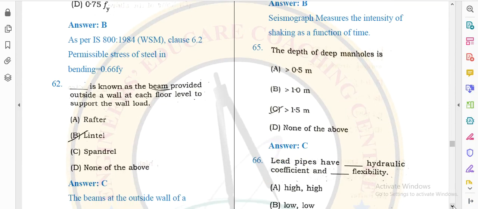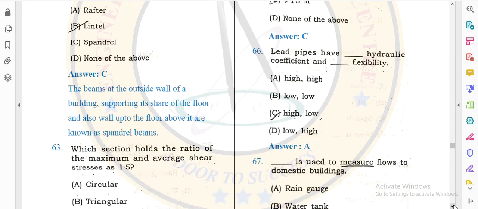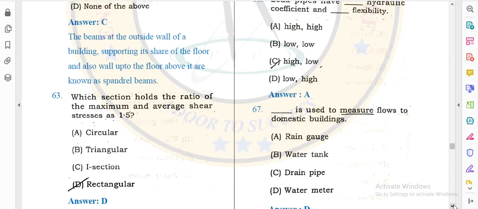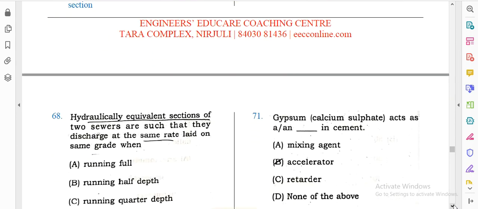The depth of deep manholes is option C, that is greater than 1.5 meters. Lead pipes have a high hydraulic coefficient and high flexibility. Okay, question number 67, which is used to measure the flow of a domestic building? A water meter is used to measure the flow of a domestic building.